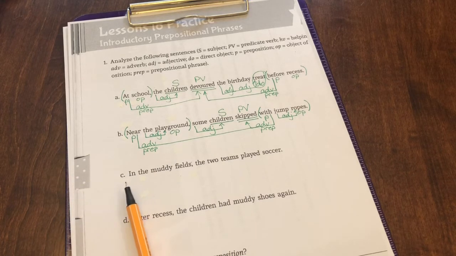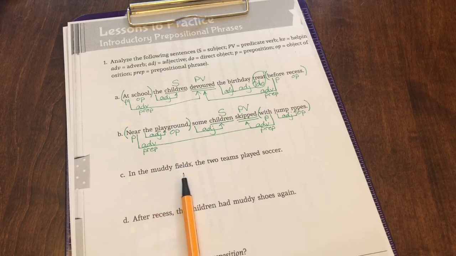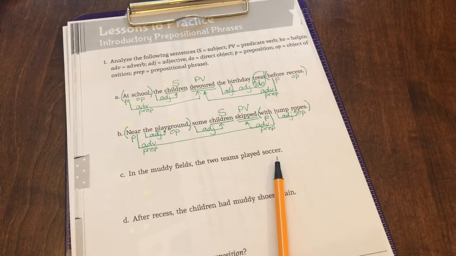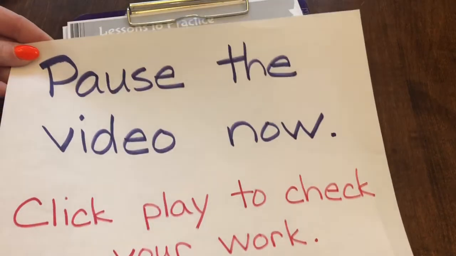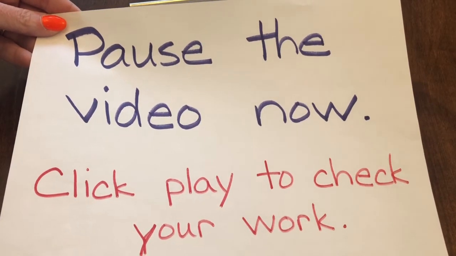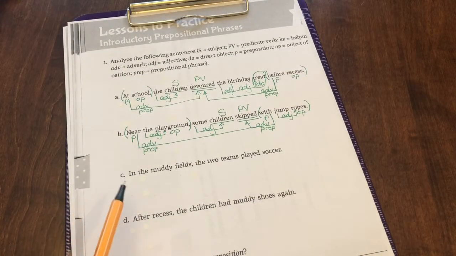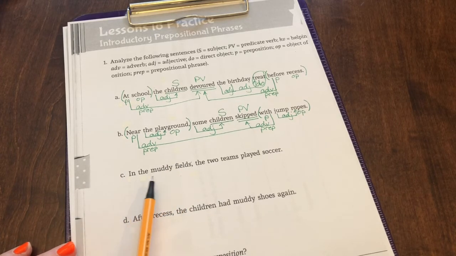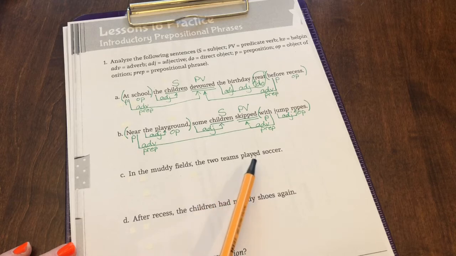Let's try this one. In the muddy fields, the two teams played soccer. You're going to decide how many prepositional phrases you have and analyze this sentence. All right, let's do it. In the muddy fields, say this out loud with me, please. I want to hear you say it. In the muddy fields, the two teams played soccer.